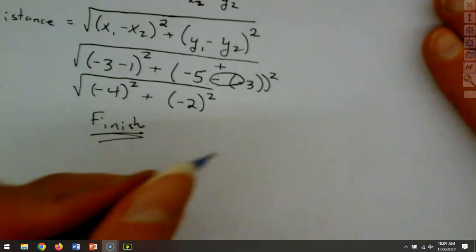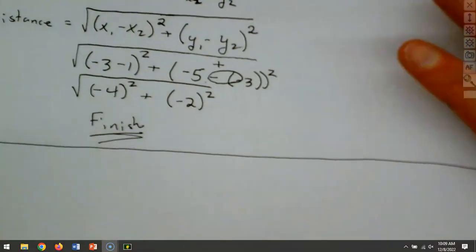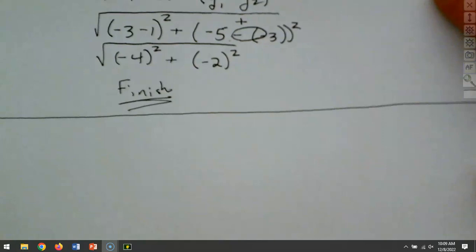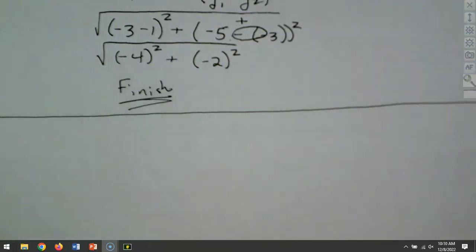Because think about what it is. It is a distance, and distance cannot be an imaginary number. So you'll put those together, and you'll break it down. It'll be the square root of 20, and you've got to break down the square root of 20.